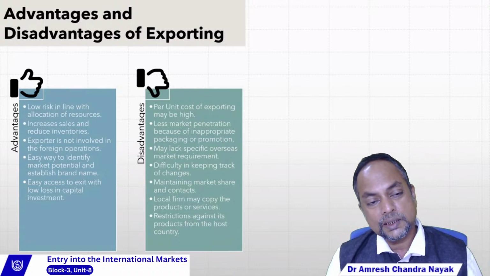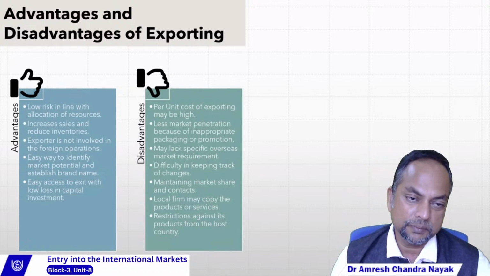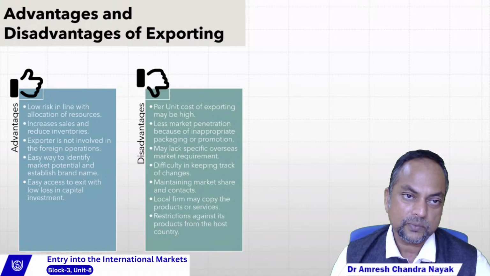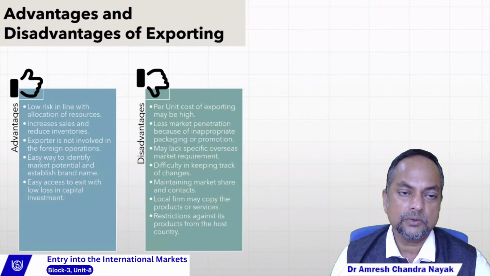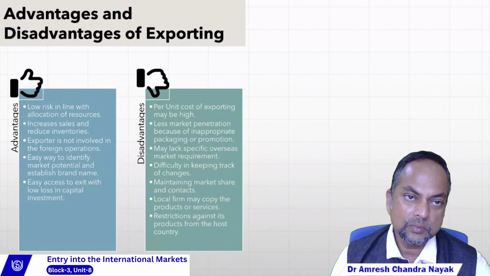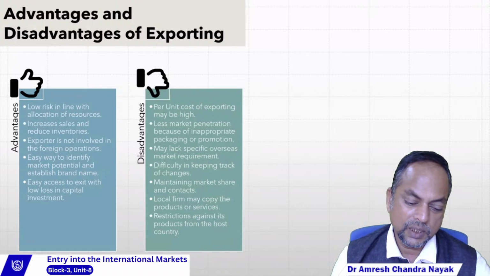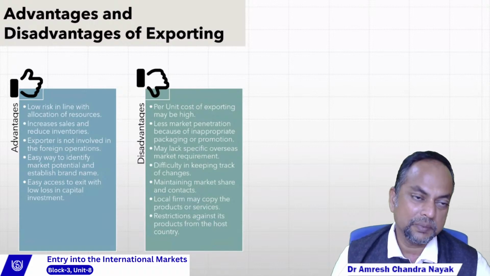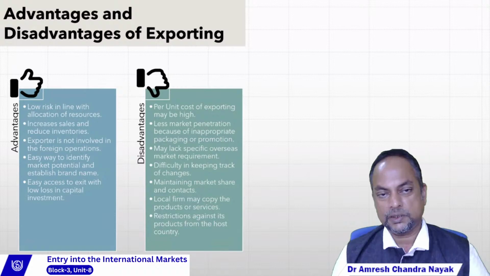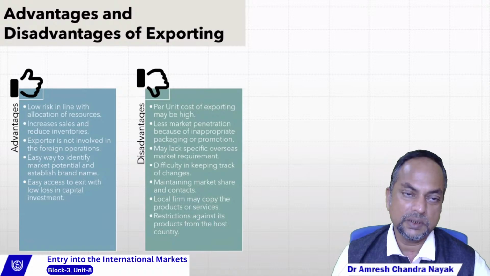But how do we say that the disadvantage can be overcome? The disadvantages of this exporting part can only be overcome when I establish my own manufacturing and sales capabilities in the host country itself. Okay? So there only I can have greater control over the business.